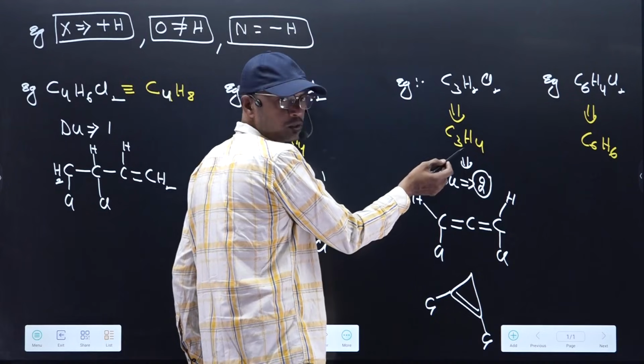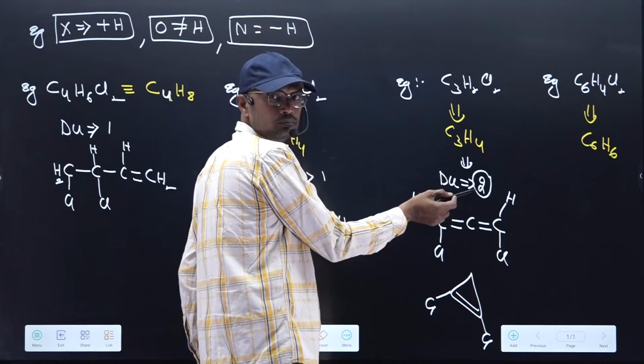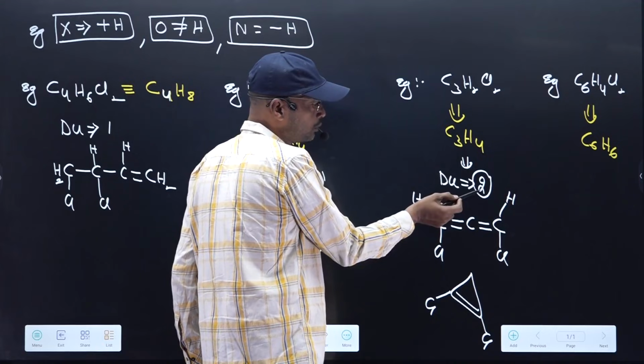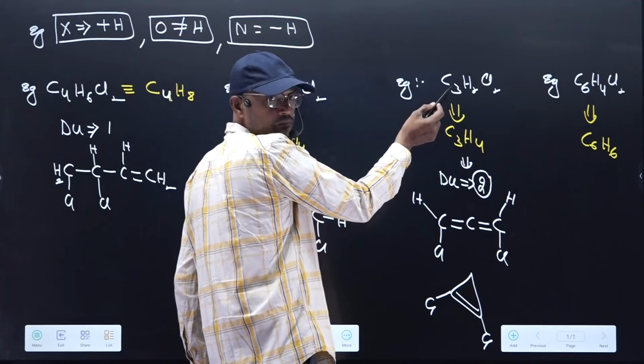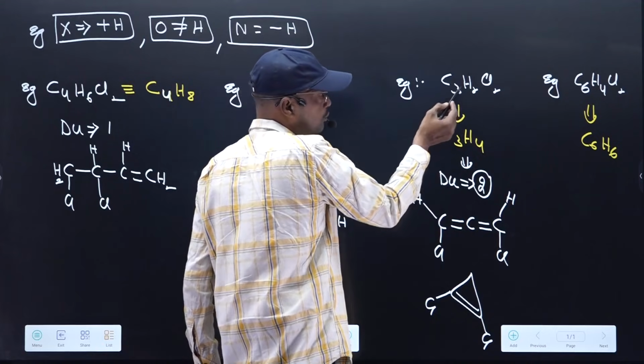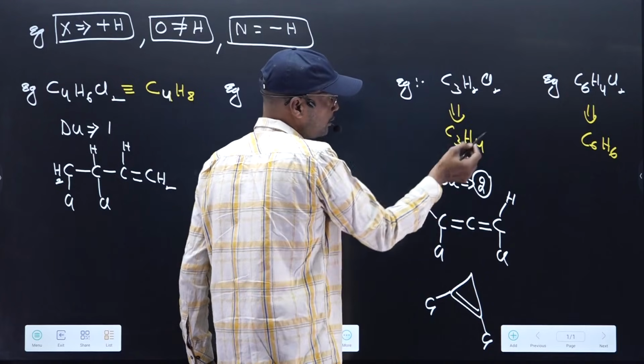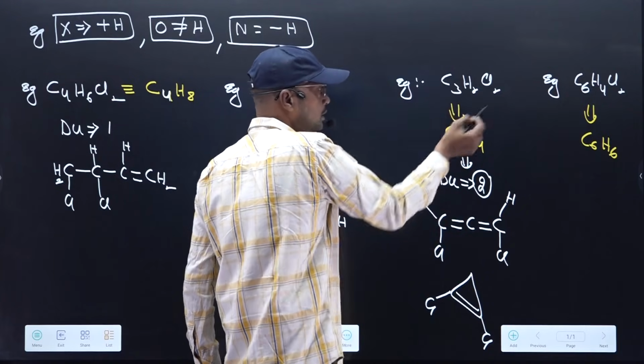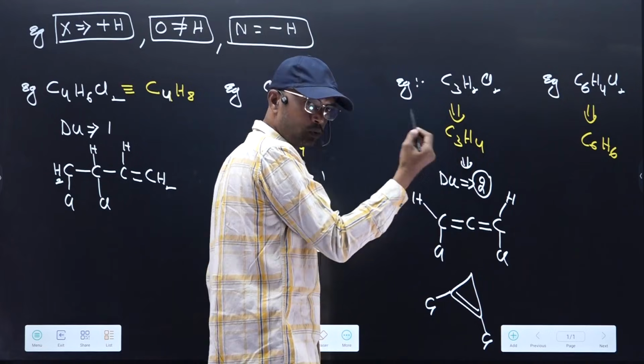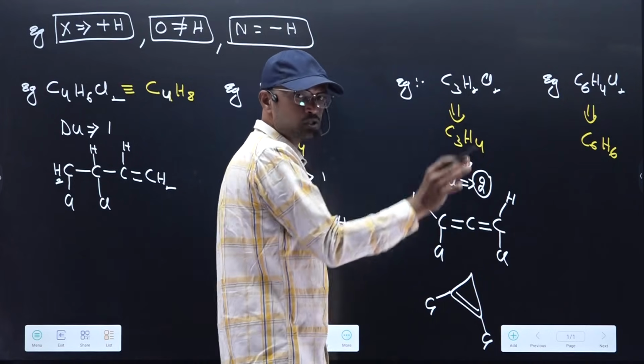Don't think about this formula. This formula is only to calculate DU. Once you know DU, then go through this molecule: 3 carbons, 2 hydrogens, 2 chlorines. First write down 3 carbons, then write down 2 chlorines, then see how much DU is present. Write down DU. Enough. Automatically hydrogens will follow.